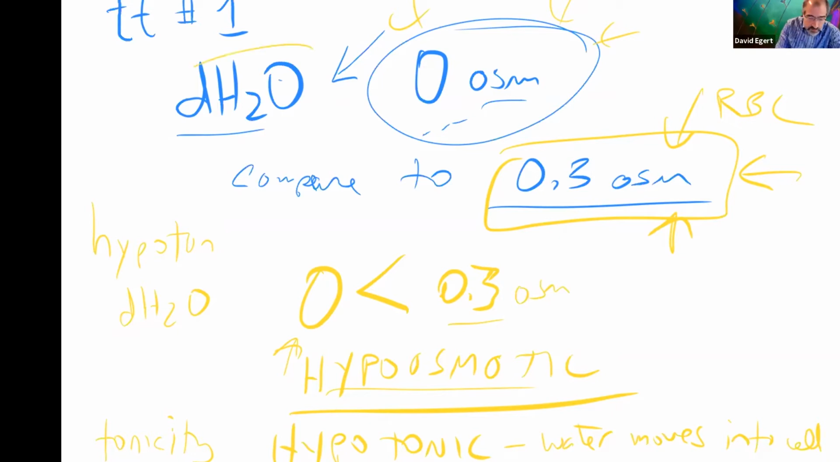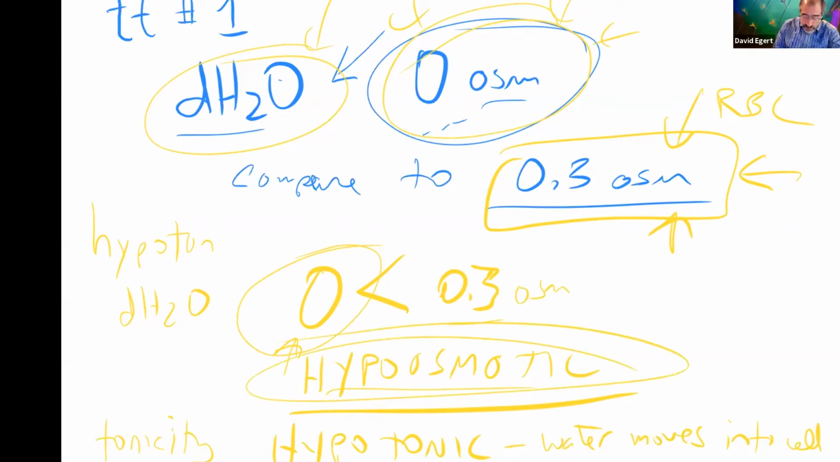So for the distilled water, tube 1, this should have been pretty straightforward. This should have been the most straightforward of them all. There's no solute, so 0 osmolarity, which is as less than physiological as you can get, which means as hypoosmotic and as hypotonic with a vengeance, basically.